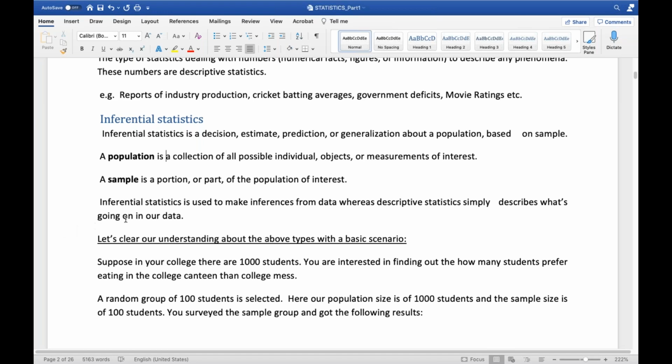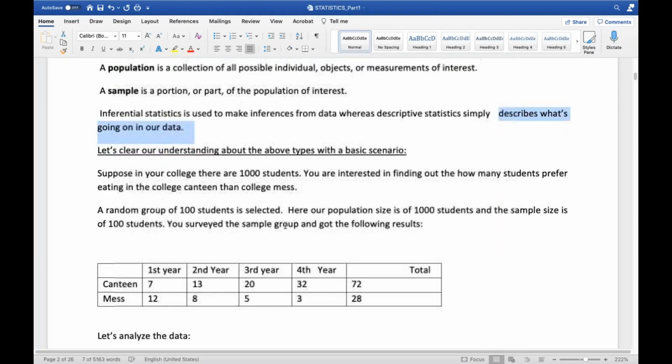Here the inferential statistics is also used to make inferences from the various descriptive statistics, which simply describe what is going on in your data. So there are two things being explained. Inferential statistics can be used to make inferences from the data. Descriptive statistics describes what's going on in your data. Making the inferences is inferential statistics. Giving the description is descriptive statistics. Those are the only two things you need to understand.